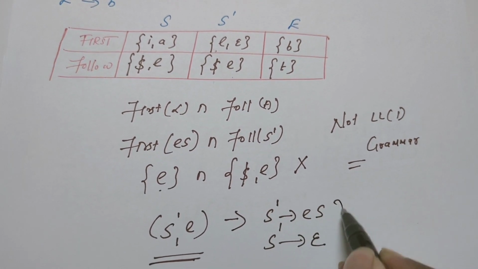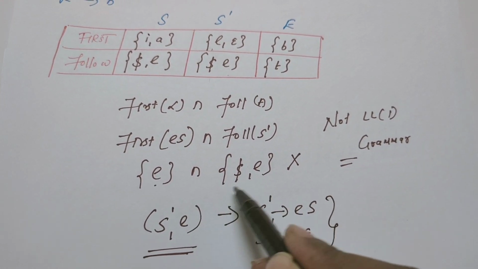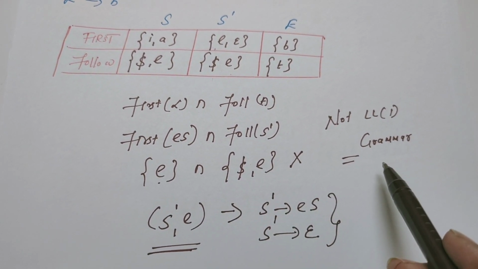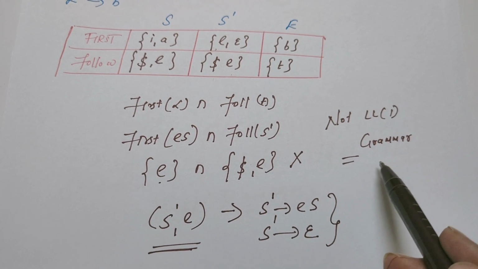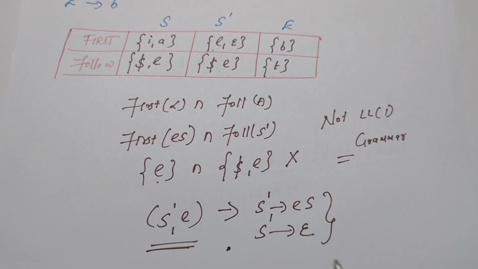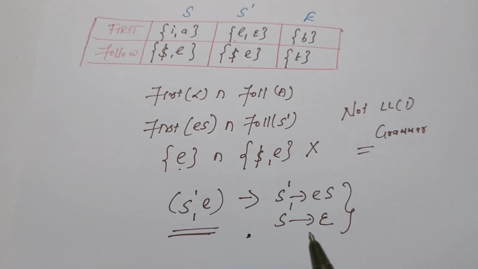That is why we directly check the intersection among these two sets, and if there is some common symbol, we straight away claim that it is not an LL1 grammar. You can build the parsing table for this grammar and cross verify. I hope you have understood this trick.